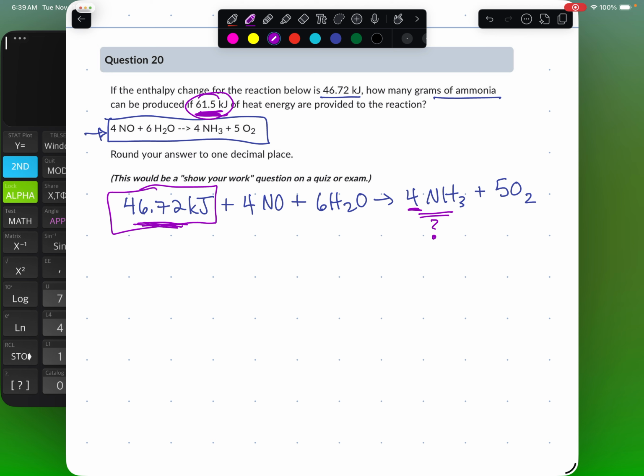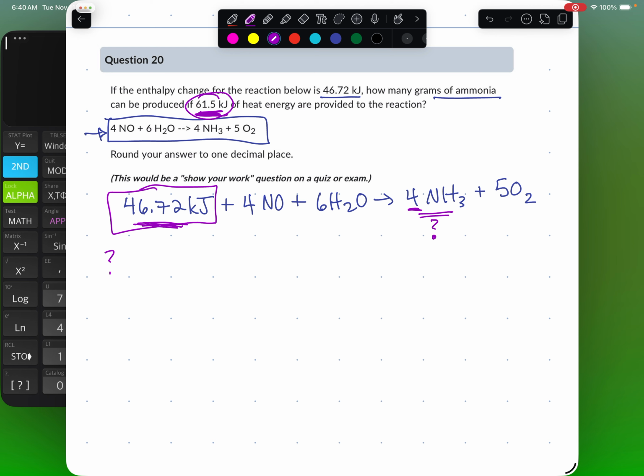Fortunately, you've done a bazillion grams to moles problems, so once we have moles, we'll know how to take it to grams. So the first step is to determine how many moles of ammonia. Then once we've got that answer, we can take it to grams. We can do that in 2 steps, or we can do it in 1 step. I usually just do it in 1 step using the factor label method, the unit conversion method.